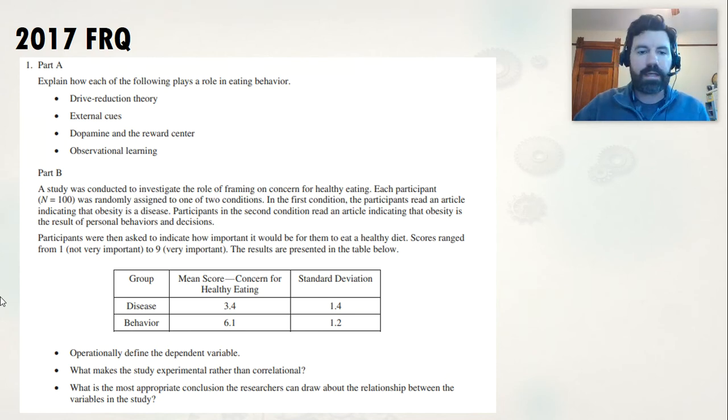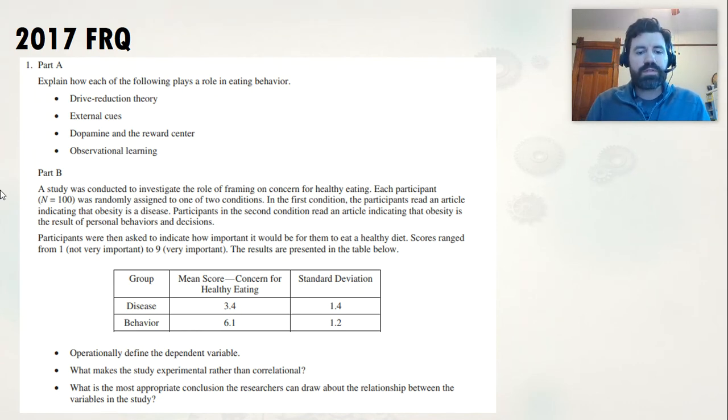What makes the study experimental rather than correlational? Here you could bring in that concept of random assignment and how there's two groups and how some people were given a control group, some people were given a group of one particular variable and then others a different variable of how they're framing it, whether it be a disease group, right, or a personal behavior group.